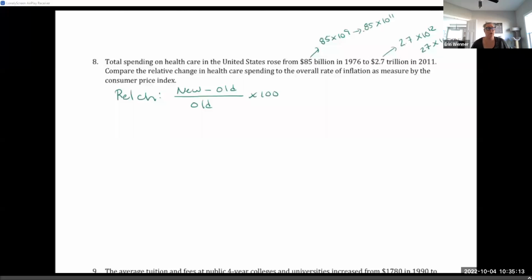And why is this helpful? Well, in order to be able to subtract them, they have to have the same power of 10. So plugging these in, we're going to have 27 times 10 to the 11th minus 0.85 times 10 to the 11th over the original amount, which is 0.85 times 10 to the 11th. We multiply it by 100 to make it a percent.